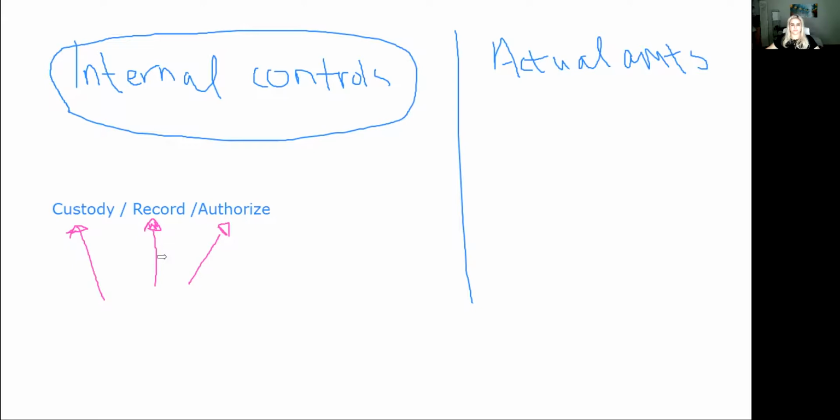All right, folks. If we have a look at our internal controls, as I've already explained to you, the person that's in custody of the asset should not be the person recording the asset, should not be the person authorizing the asset. So let's go back to our internal controls. I'm just going to clear this whiteboard up, and let's go look at our very first example.